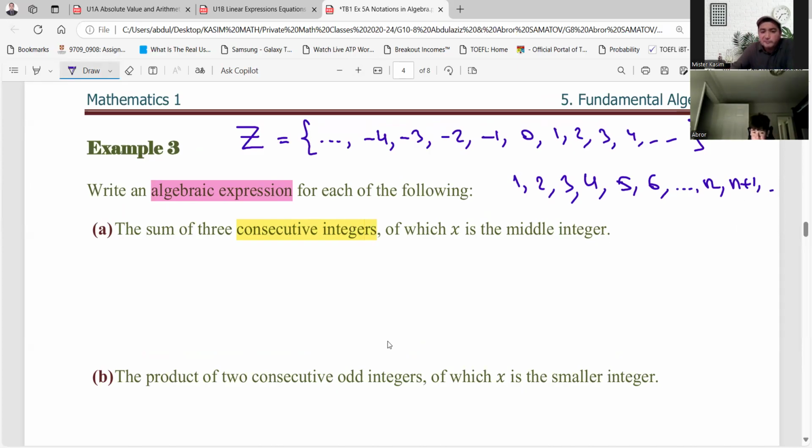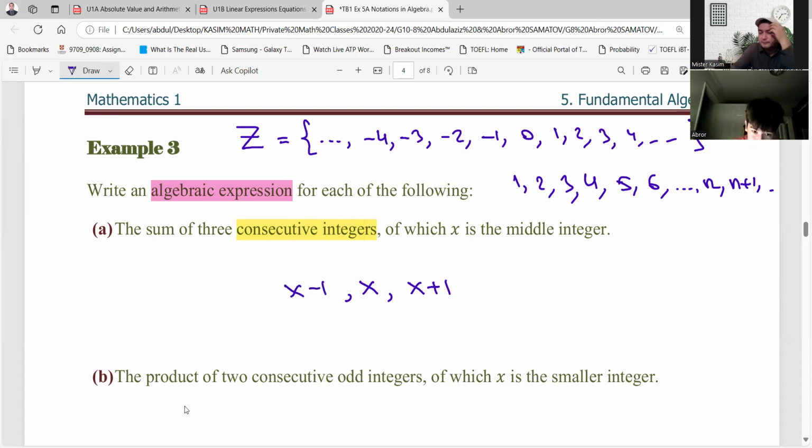But in this question, we are given 3 integers, and the middle one is x. The previous one we don't know, the next one we don't know. So what integer comes after x? x plus 1, right? After 9, 10 comes. After 10, 11 comes. After 11, 12 comes. The difference is 1. Each time to get the next number, we add 1. And what number comes before x? x minus 1. Very good.